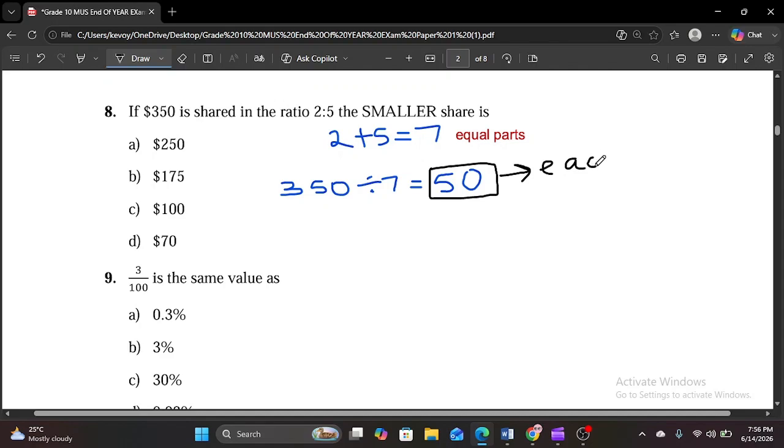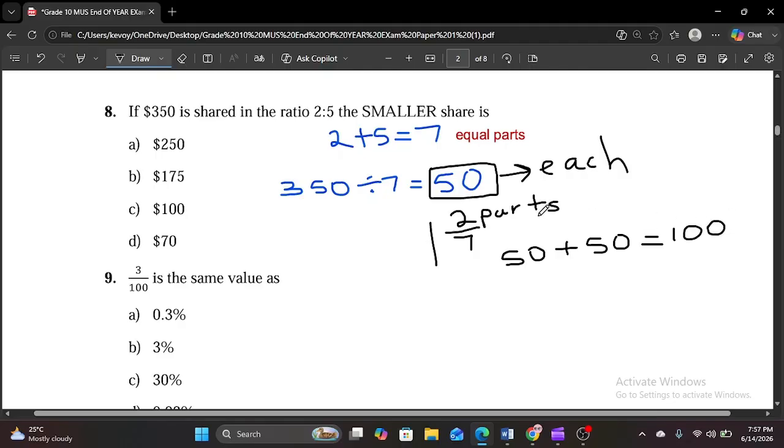So if each part is equal to 50, the person who is getting 2 out of the 7 equal parts is going to get 50 plus 50. If I add that together, that's going to be equal to 100.